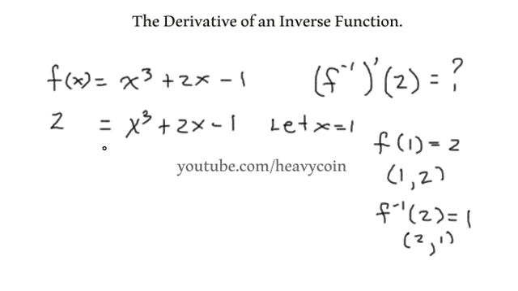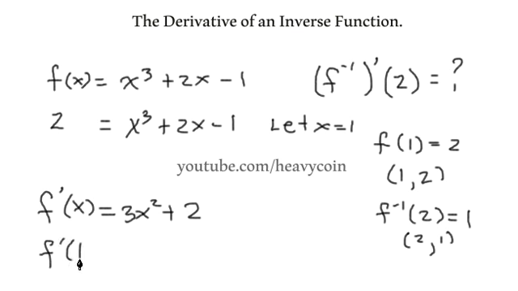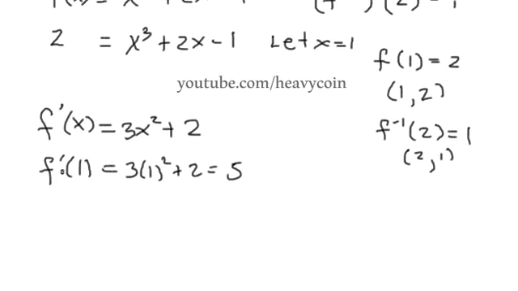We want to now take the derivative of f of x. You have to remember what we just talked about in that picture that I just drew. So we want to take the derivative of f of x, which is 3x squared plus 2. The 1 is what we were looking for. We're going to plug that in. 3 times 1 squared is 3. I guess I won't skip any steps on that. So we end up with 5.